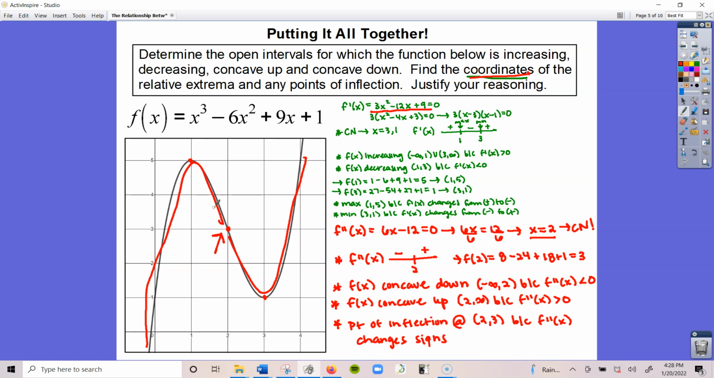So everything checks out. If you're ever in doubt when you're doing all of this, you can always go to desmos.com and graph the function and verify all of that information.